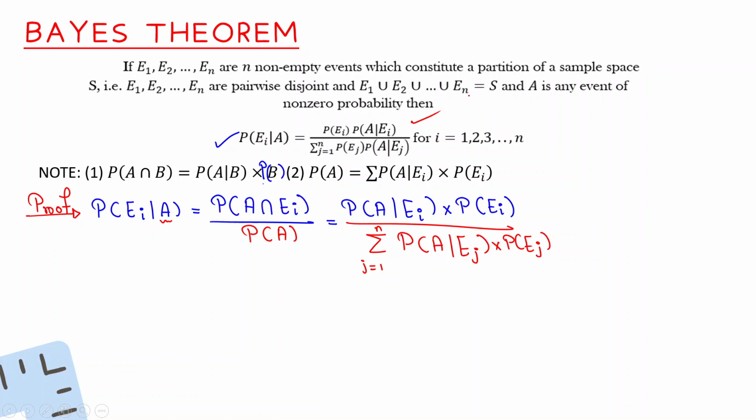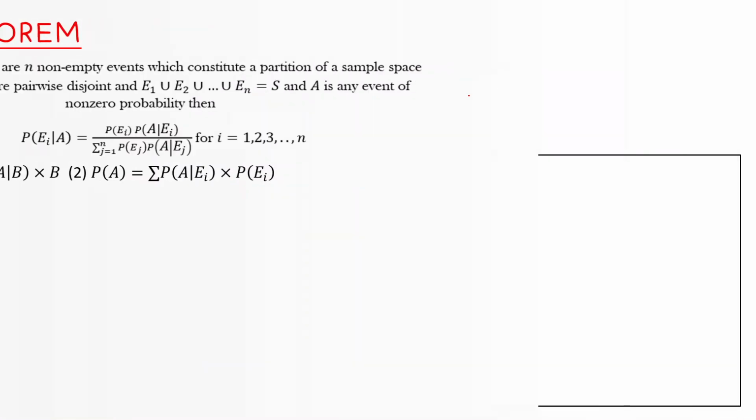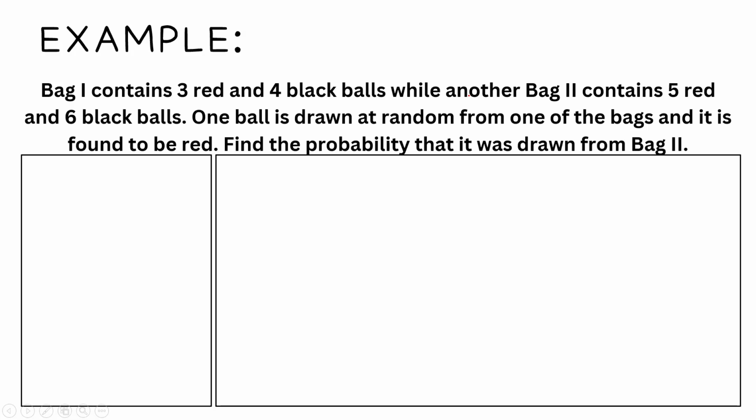Now, this formula looks somewhat complex, but once we apply it to an example, it will get more clear. The example that I have considered over here is as follows. There are bag 1 which contains 3 red and 4 black balls, while bag 2 contains 5 red and 6 black balls. One ball is drawn at random from one of the bags and it is found to be red. Find the probability that it was drawn from bag 2.